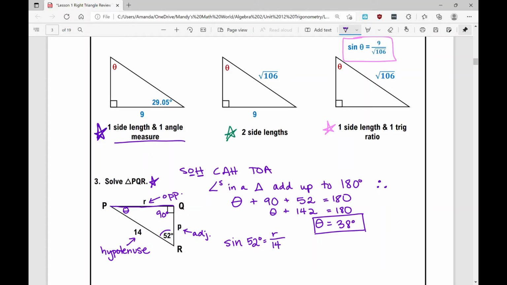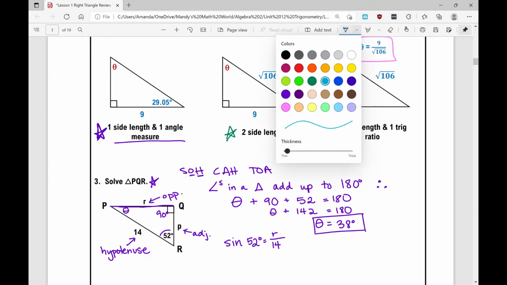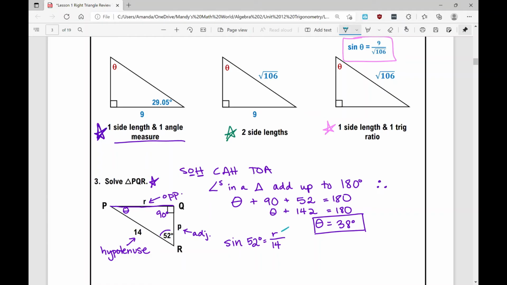Now, why would I choose to use sine rather than cosine or tangent? Well, the trig function that you'll want to use will include in your ratio your variable, like the missing length, and then the other one will have to be the side that you do know. Okay, so one of these needs to be a number, right? I couldn't use tangent, right? Opposite over adjacent, because the tangent of 52 degrees would be r over p. Well, I've got two variables in this equation now.